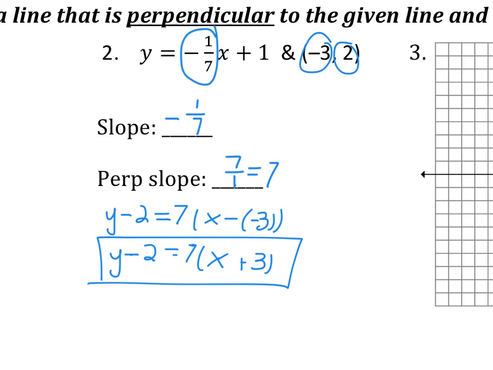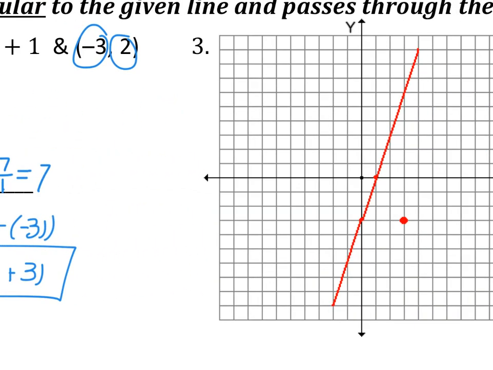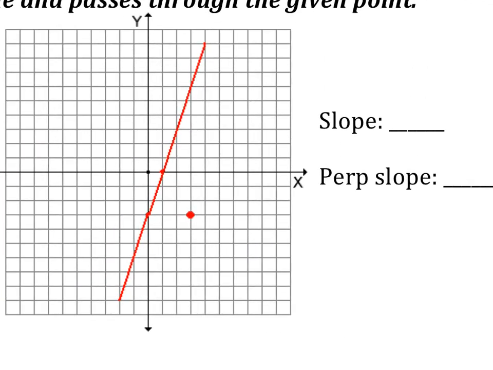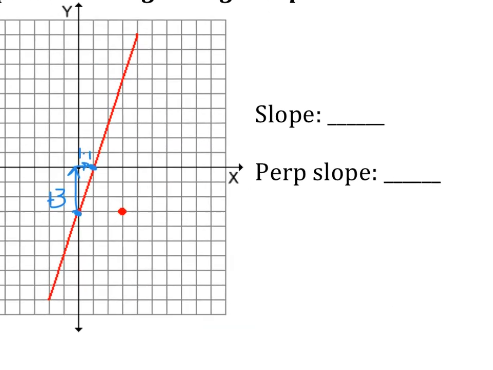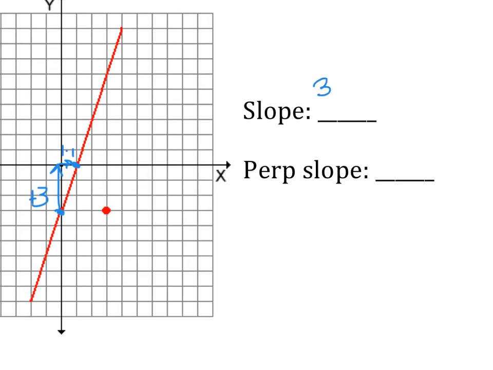Alright, very last example here, and then you'll get to work on some homework. Here we go, number 3. Once again, we're given this line, and we want to write the equation of a line that's perpendicular and goes through the point that's on there. So let's look at these 2 points right here, which for those 2 points, my slope, I went up by 3, so plus 3, over by 1, so plus 1. So my original slope is up 3 and over 1.